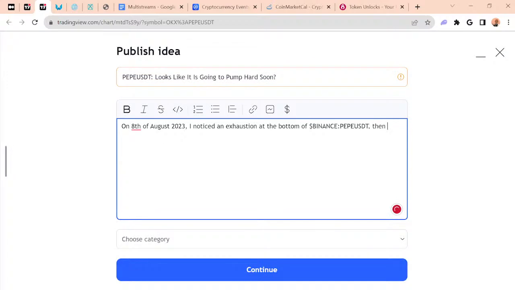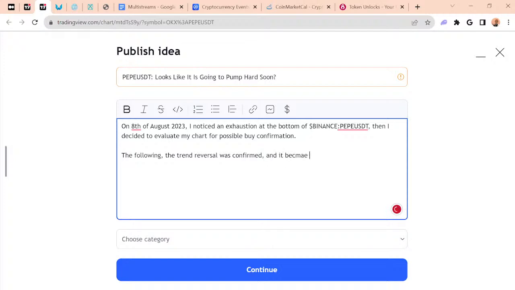Then I decided to evaluate my charts for possible buy confirmation. The following day, the trend reversal was confirmed.